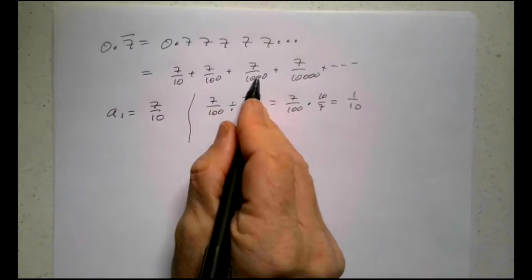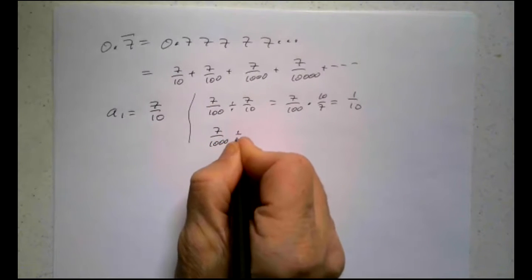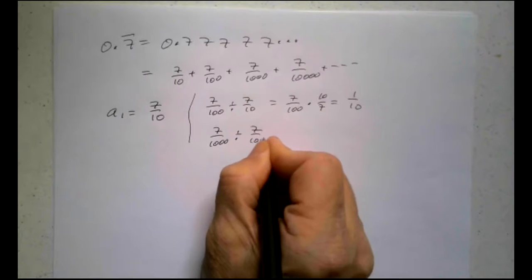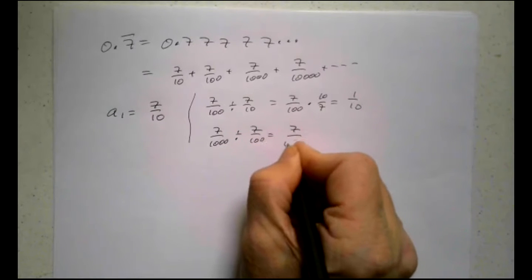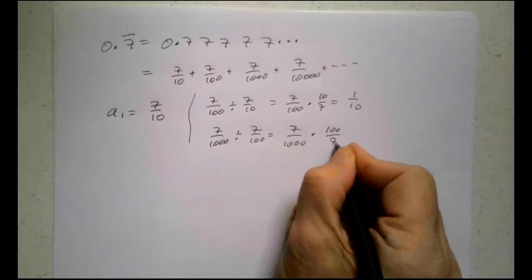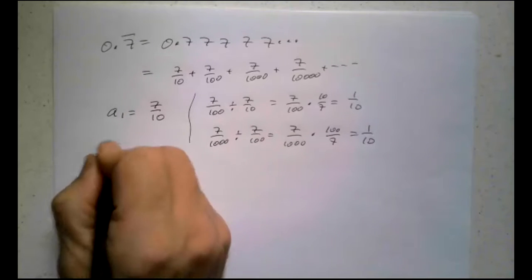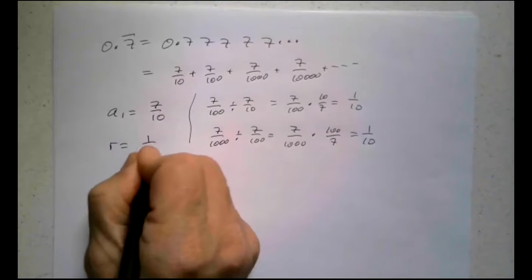If you want to do the next one, the third one divided by the second one, 7/1000 divided by 7/100, that's 7/1000 times 100/7. The 7's divide out. 100 divided by 1,000 is 1/10. So the first term is 7/10, and the common ratio is 1/10.